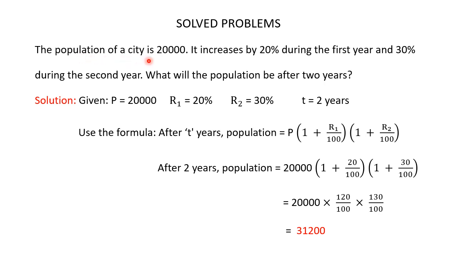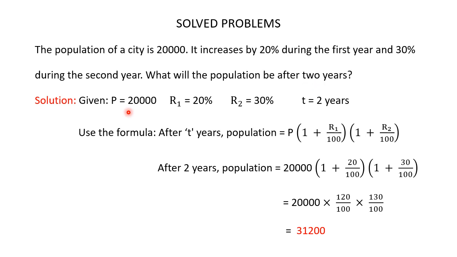The population of a city is 20,000. It increases by 20% during the first year and 30% during the second year. What will the population be after 2 years?